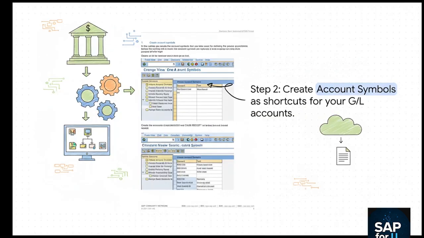Okay, next up, we create something called account symbols. Honestly, the best way to think of these is just as nicknames for your long general ledger account numbers. So instead of typing out a super long GL account for your main bank again and again, you can just use a simple name like main bank. It's a small thing, but it makes the whole process so much cleaner.